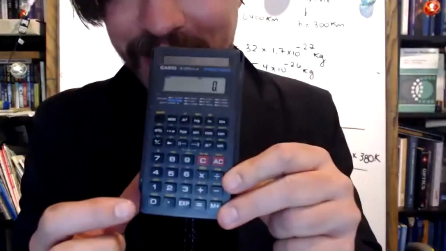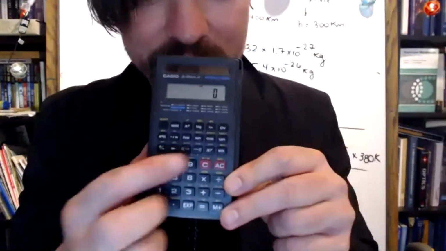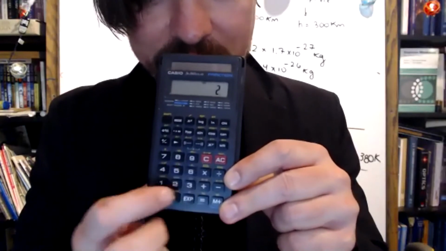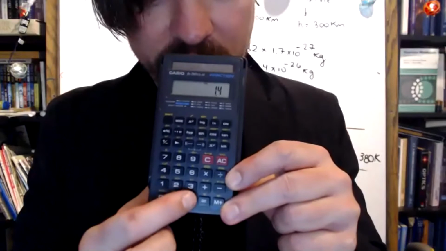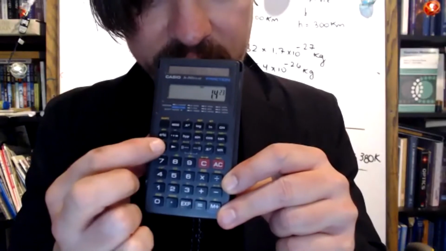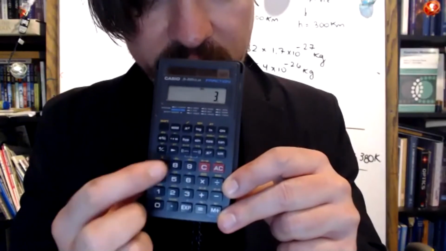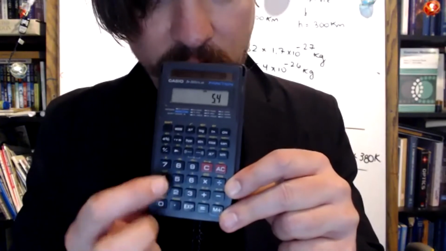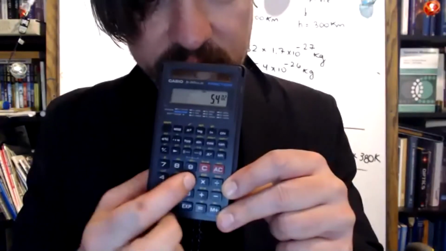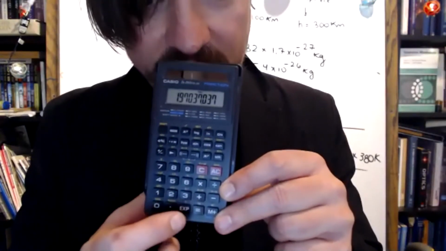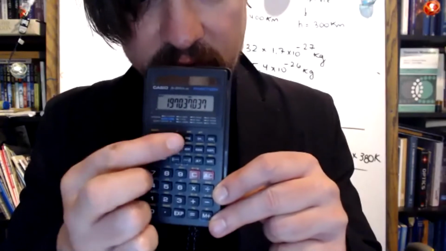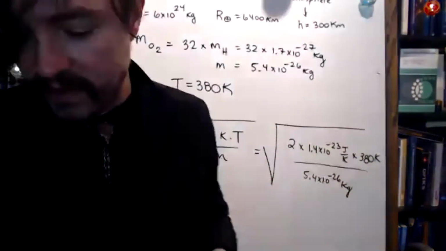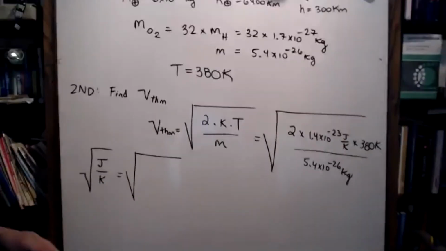All right, here we go. 2 times 1.4 exp negative 23 times 380 divided by 5.4 exp negative 26. Then we hit equals, and then we shift. Yes, Cam, now you got it. Square root. So we got 440. Joel is still trying to figure out the units.